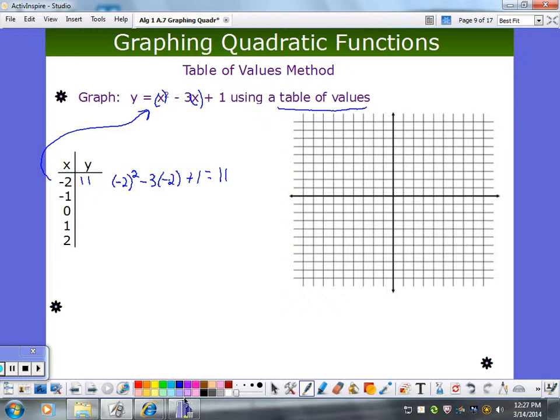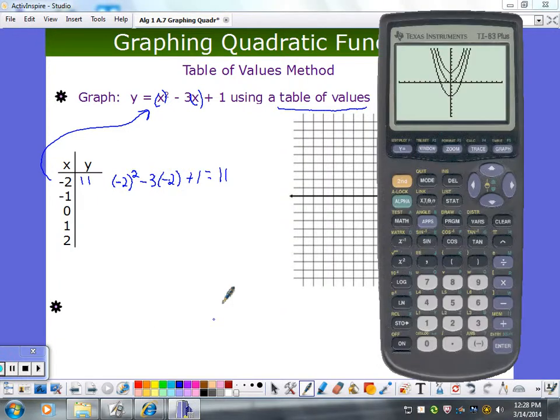Now, if this is difficult, and believe me, I make mistakes doing this too, who's my friend? As long as you put these parentheses in, you can just type exactly what you see: -2 squared, minus 3 times -2, plus 1. And you can let the calculator do this for you.